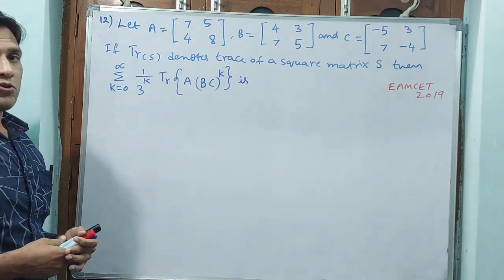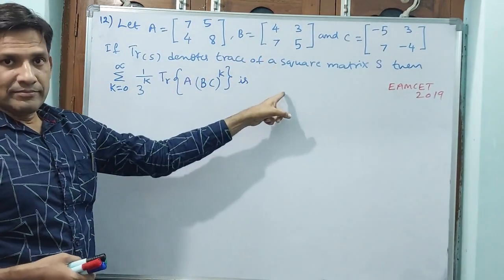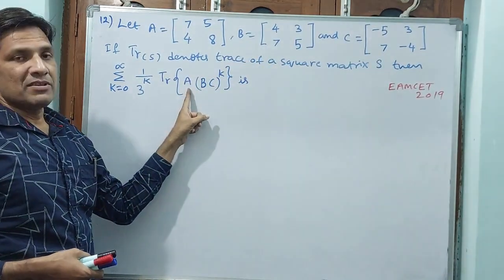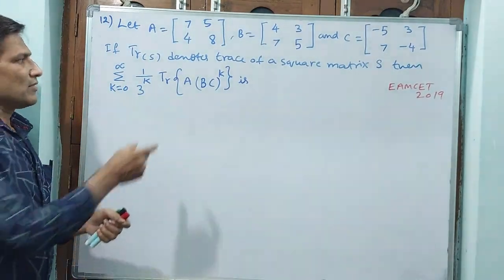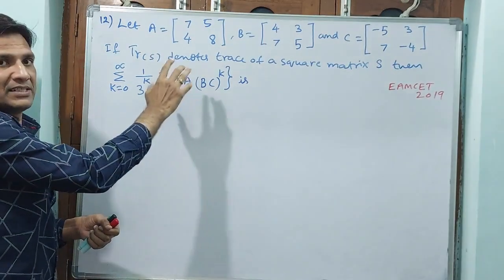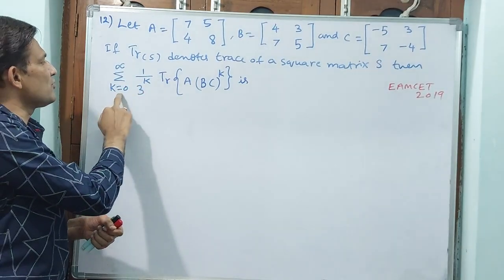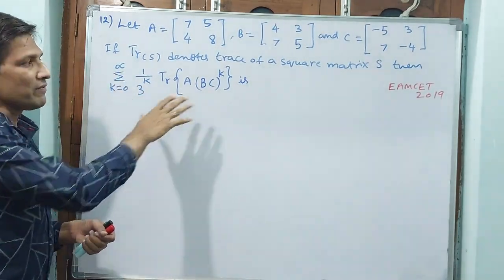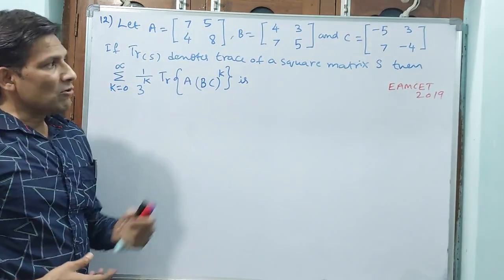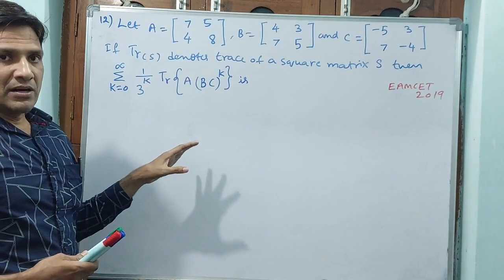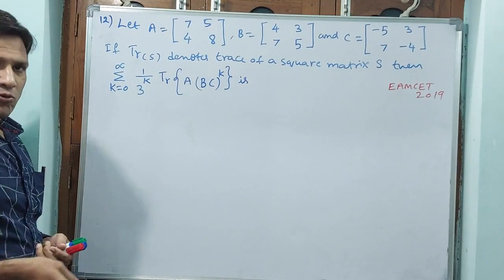Simply, what you have to do: B into C you have to multiply, power k you have to apply, afterwards again you have to multiply with A, complete that matrix, and take the trace. That trace divided by 3 power k. Every time you have to apply. k should be 0, k should be 1, k up to infinity. It is like an infinite series. Even though they have given it in Eamcet, this is like a JEE Main level question. Let us see how to tackle this question.